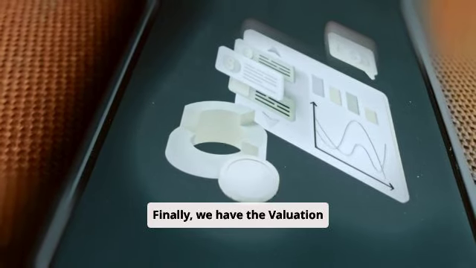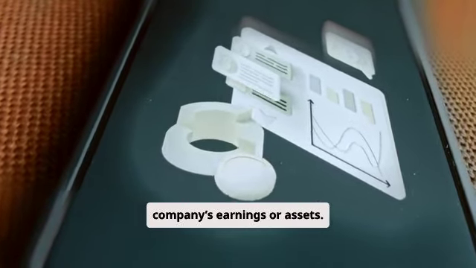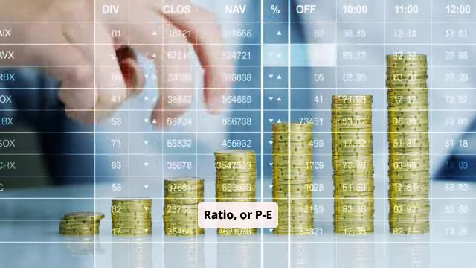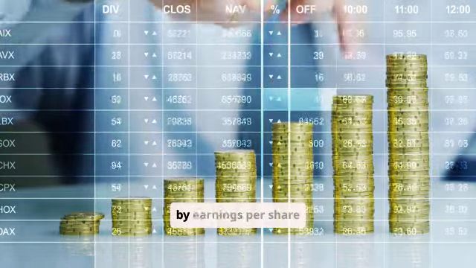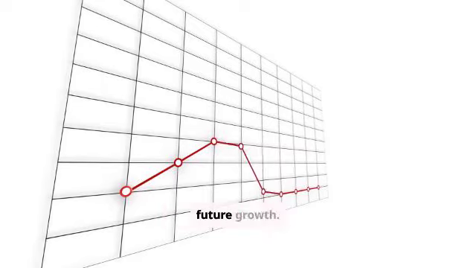Finally, we have the valuation ratios. These show what the market is willing to pay for a company's earnings or assets. The price to earnings ratio, or PE ratio, is price per share divided by earnings per share. A higher PE often means investors expect future growth.